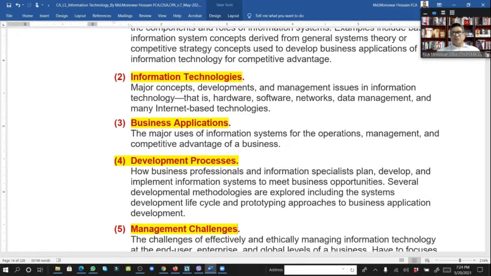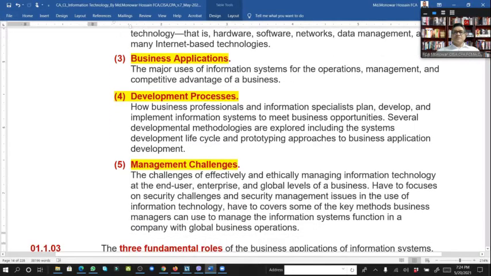And business application, the major use of information system for the operation, management, and competitive advantage of a business, that should align with the information technology. And development process, how business professionals and information specialists plan, develop, and implement information systems to meet business opportunities, several development technologies, etc.